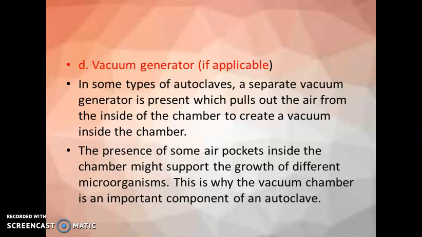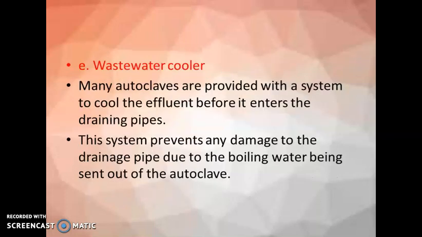The presence of air pockets inside the chamber might support the growth of different microorganisms. Because of these air pockets, there is a chance of growth of microorganisms. That is why the vacuum generator is an important component in an autoclave.